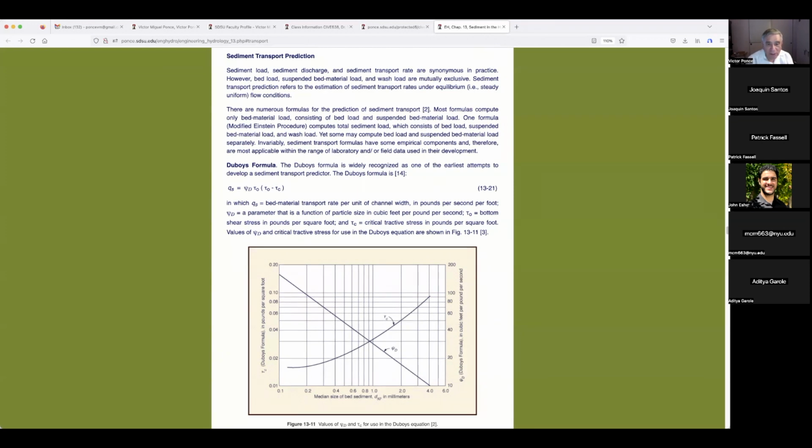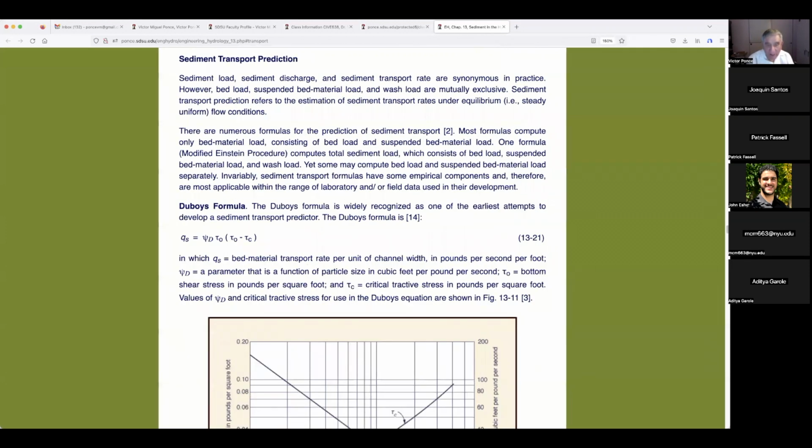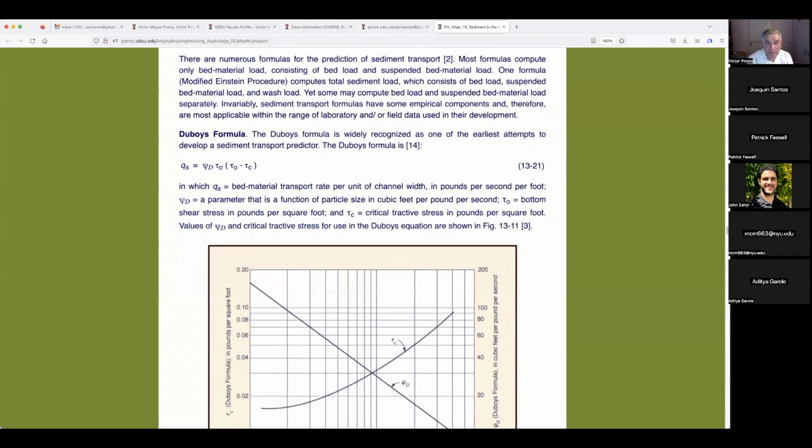The Duboys formula is widely recognized as one of the earliest attempts to develop a sediment transport predictor. The Duboys formula is the following. Q sub S is the bed material transport rate per unit of channel width in pounds per second per foot. Psi sub D, a parameter that is a function of particle size, in cubic feet per pound per second. Tau sub naught is the bottom shear stress in pounds per square foot. And tau sub C is the critical tractive stress in pounds per square foot.